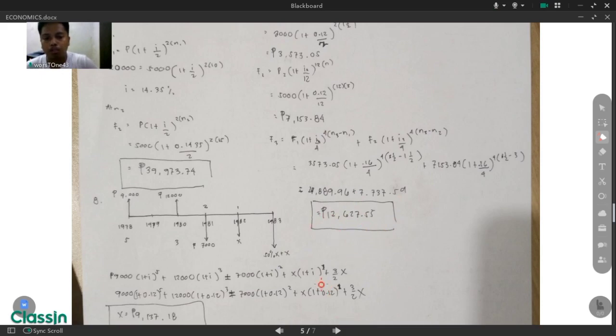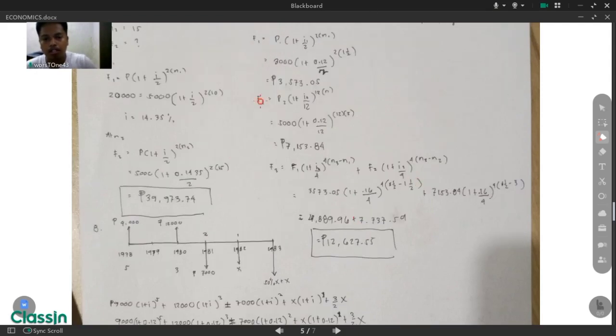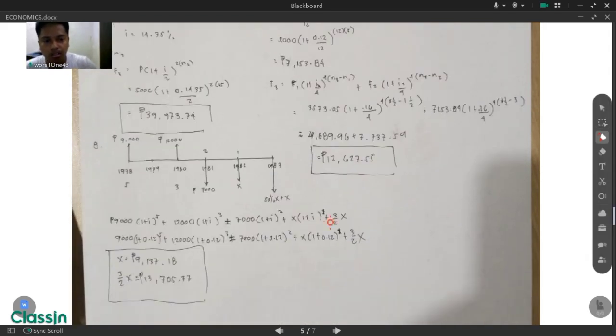12,627.55, and that would be the amount she would pay in order to cover all the accumulated amount from the borrowed money from the first frame and second frame. And that would be all for number 9. Okay, let's proceed to number 10.